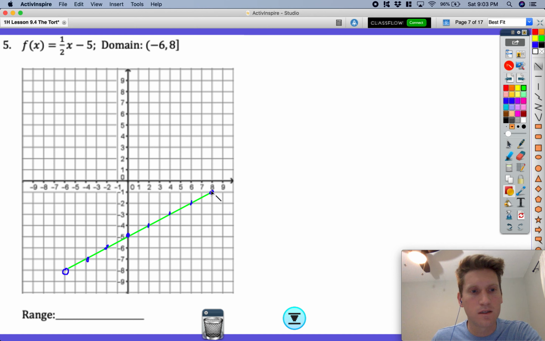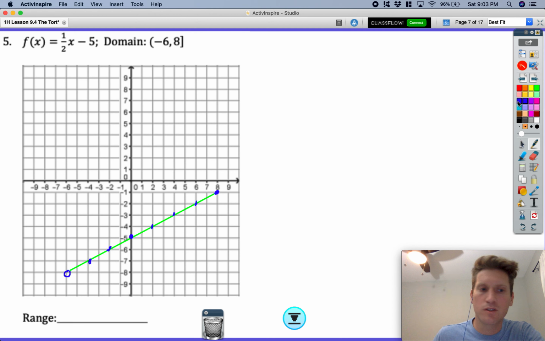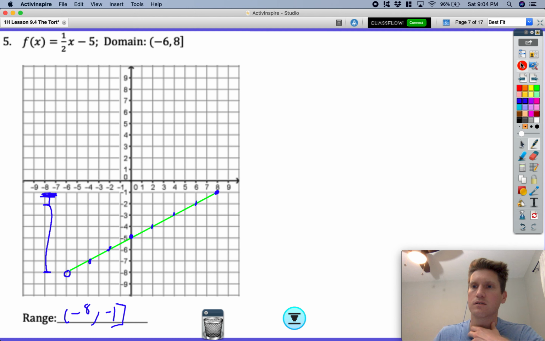All the way there. Okay. So that is my domain. Now if I were to talk about my range, once again, all possible y values, which basically just goes from here to about here. So that would be then -8, which is not included, all the way to... Nope, all the way to -1. And that is included, so it'd be represented with a bracket.